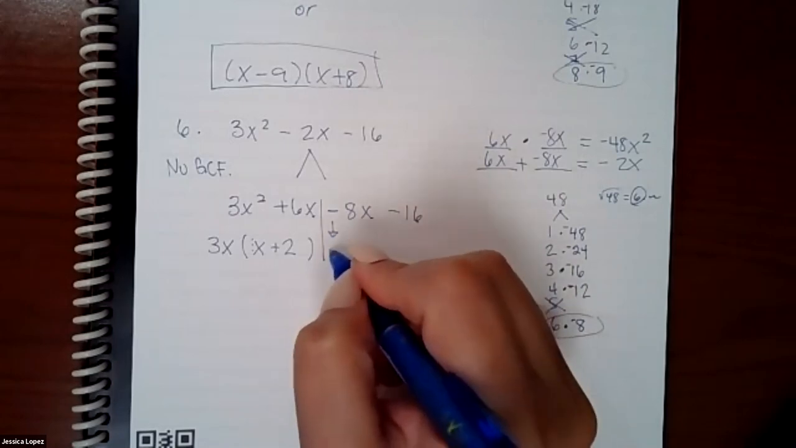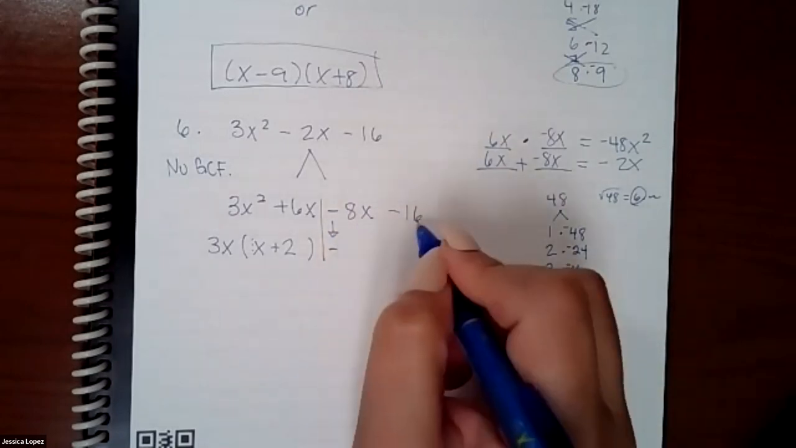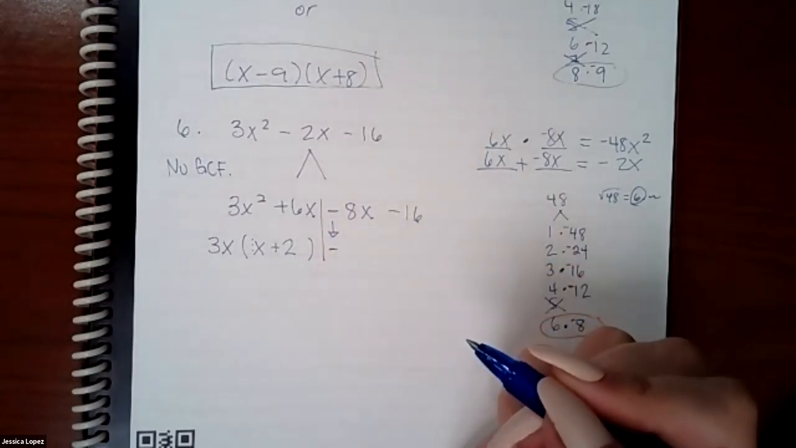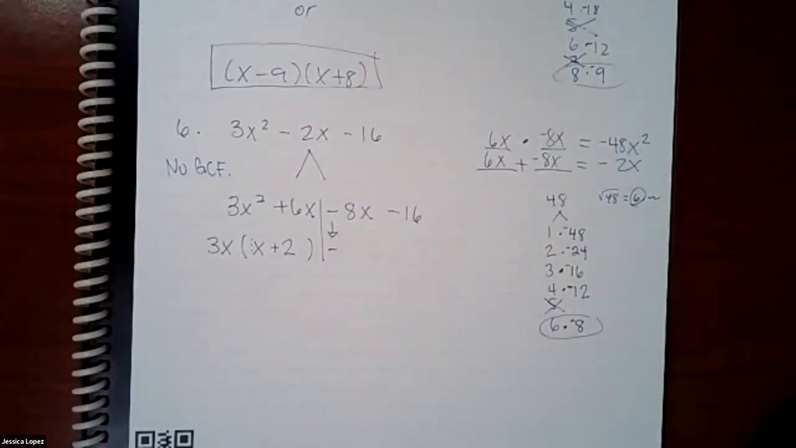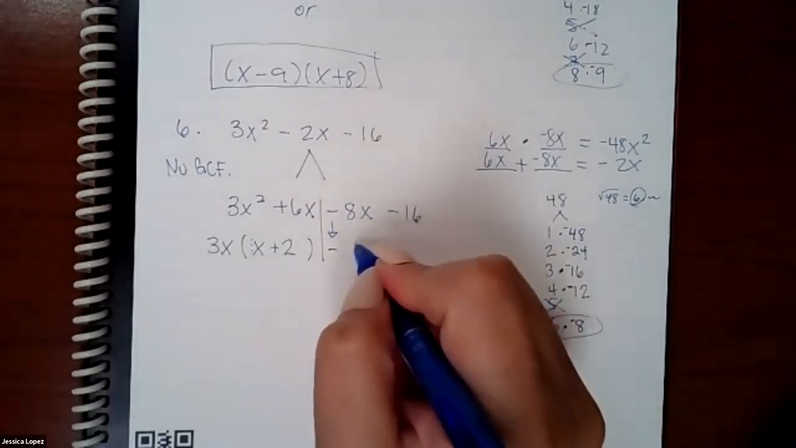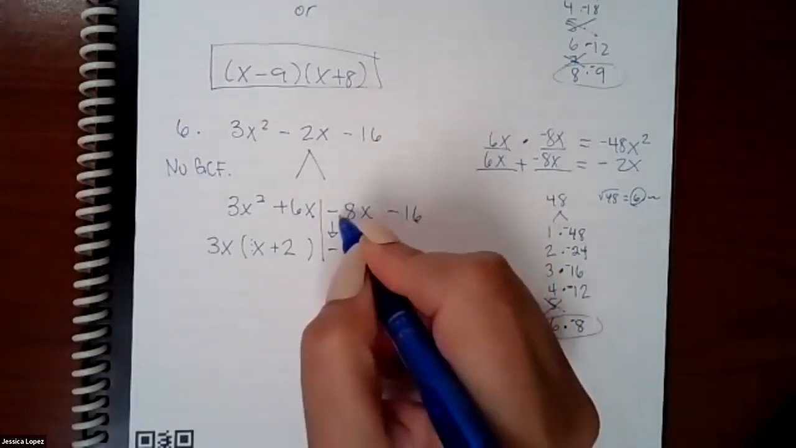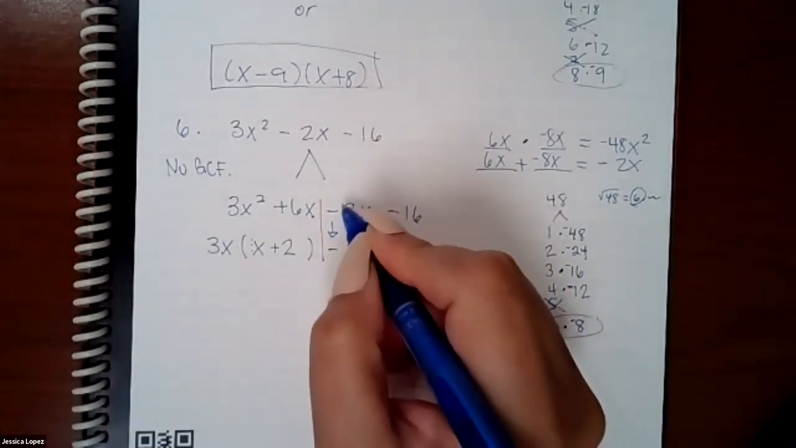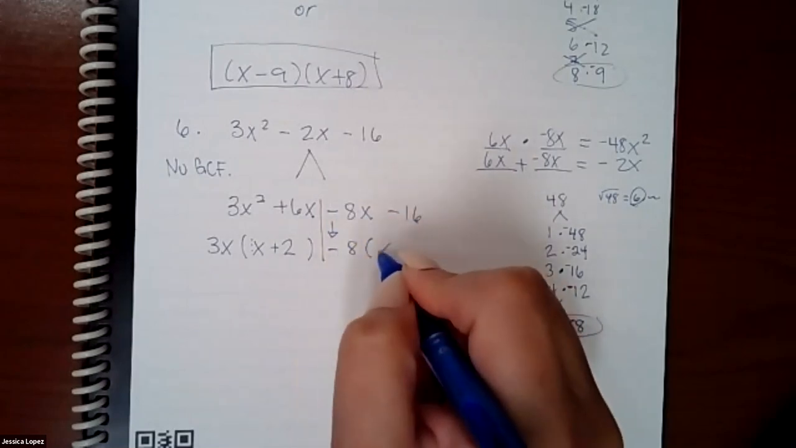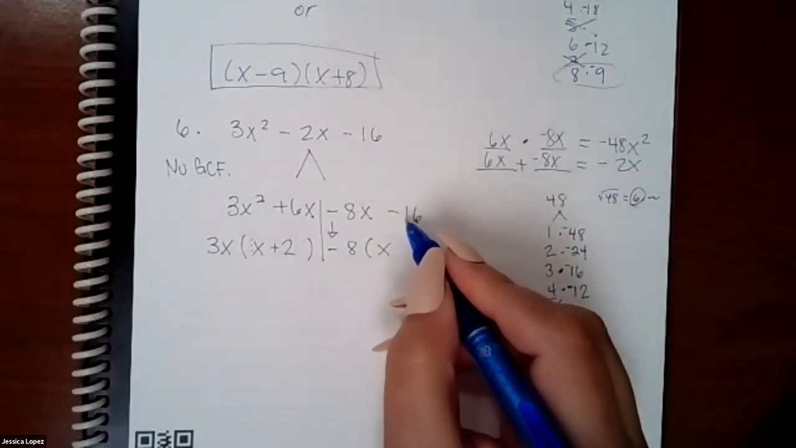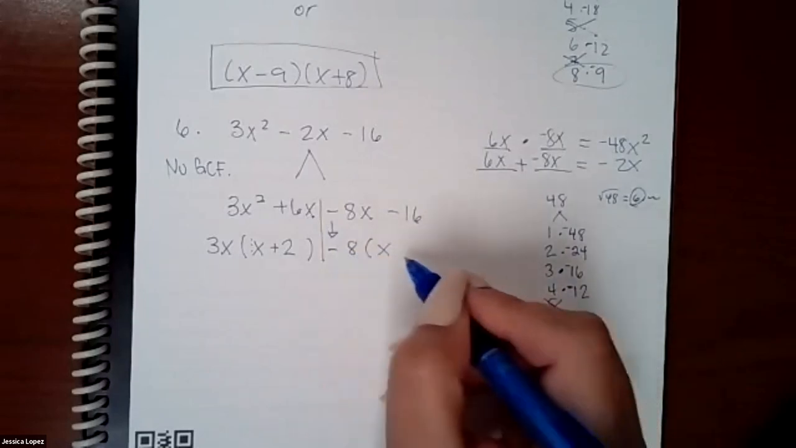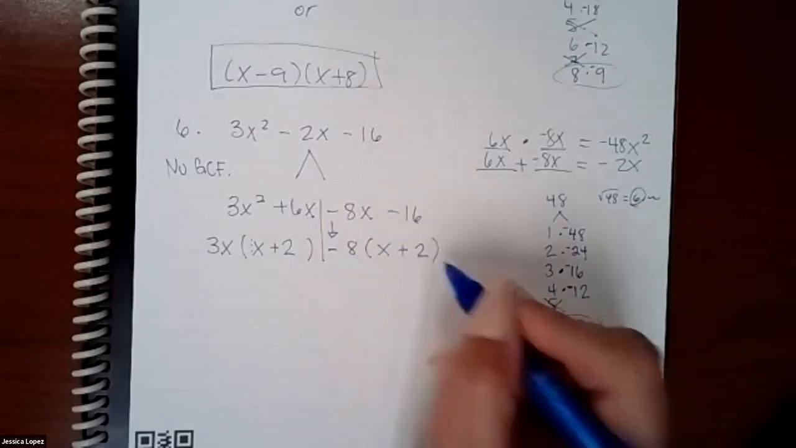I am forced to bring down that minus. And these two guys can both be divided by what? The greatest thing they can both be divided by. 8. Mm-hmm. So then this thing divided by negative 8 means the negative 8s will cancel, leaving me with x. And negative 16 divided by negative 8 will give me a positive 2.